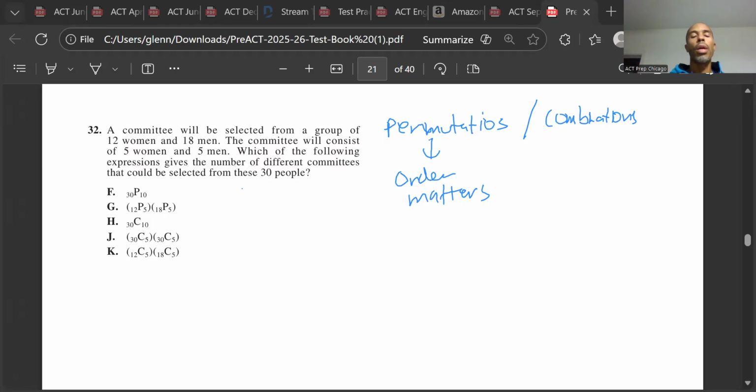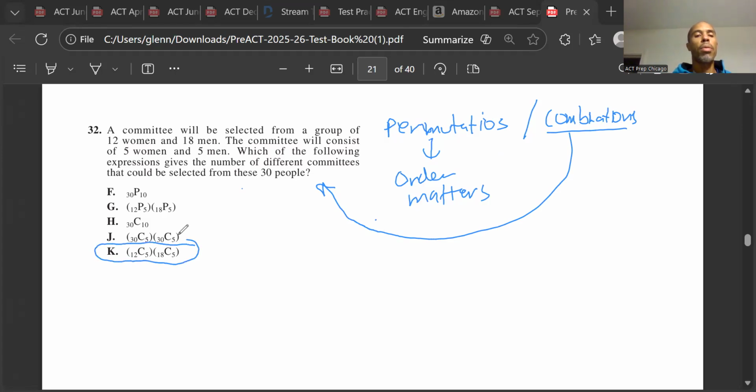Hope you get that. In this case, we're dealing with combinations. Why? Because the order doesn't really matter. We're just selecting a group of 12 women and 18 men, and out of the 12 women, we need five of them, and out of the 18, we need five, right? So this is combination, which is your C, right?